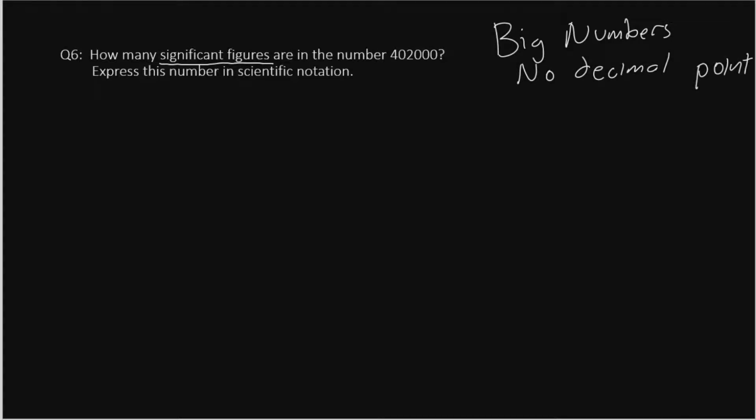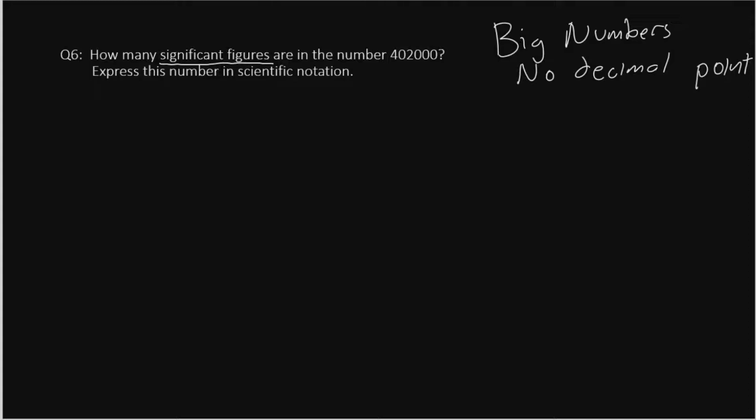Now the reason I'm talking about significant figures first is because chemists are very, very big on significant figures. Any calculations you do depend on how many significant figures are in the number you started with. Now we'll do more on that later.